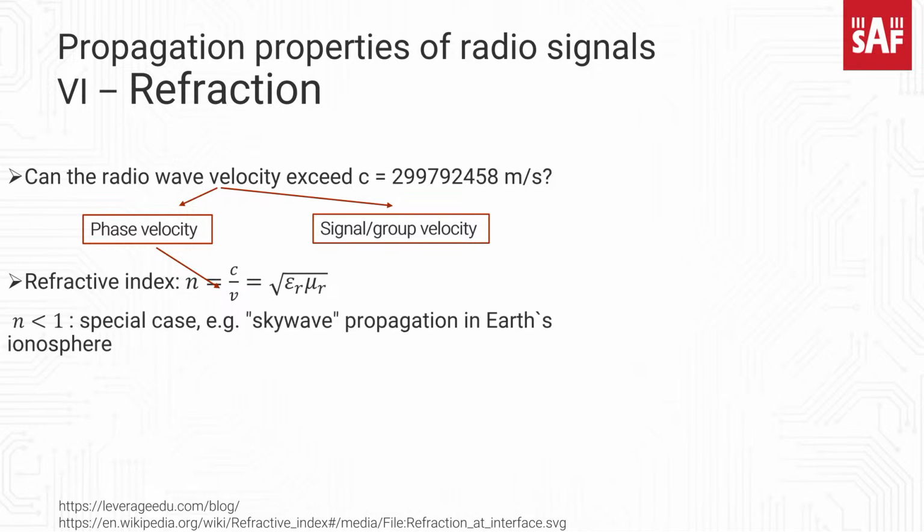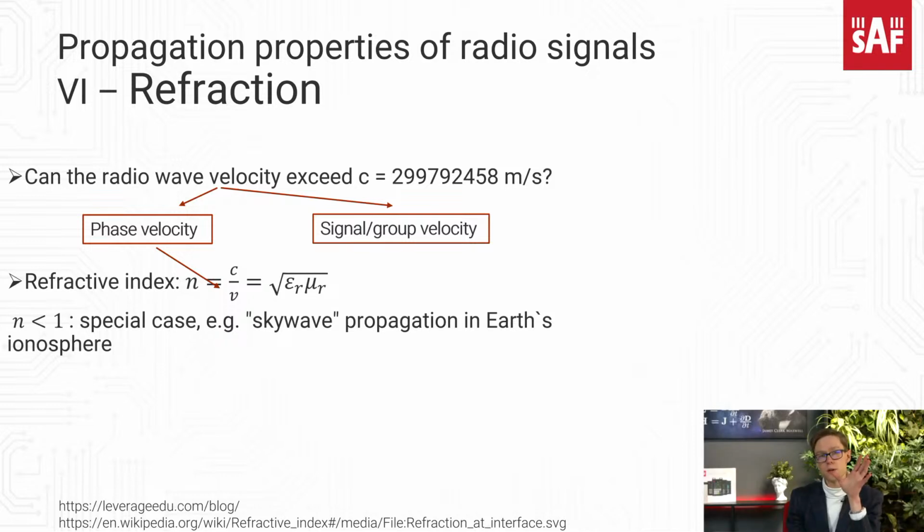So there could be different cases. There is a special case when n, the refractive index, is less than 1. We will talk about it a bit later. It refers to the so-called sky wave propagation in the Earth ionosphere. In this case, it could be that the phase velocity is greater than the speed of light in vacuum. I will explain it a bit later.